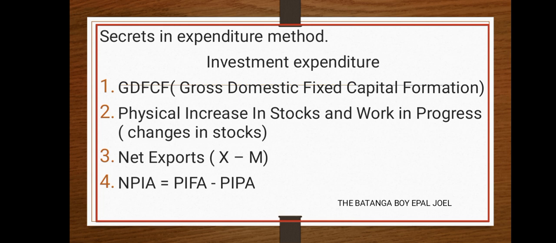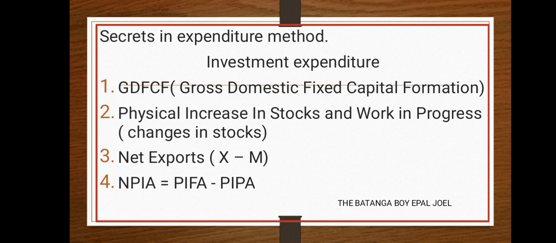Now, the first thing is that the value of consumption, you don't need to calculate it. It is there directly in the data. The value for government expenditure, you don't need to calculate. It is always given directly. You just pick it and replace. Then the value for export is the same. They give you the value for export as well as the value for import.